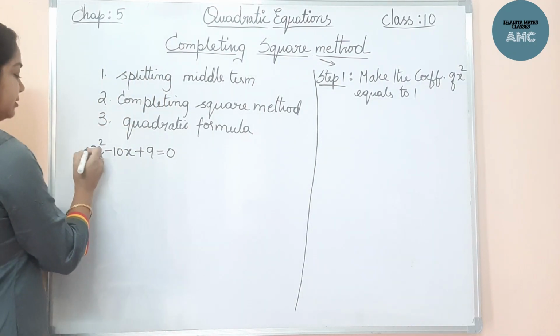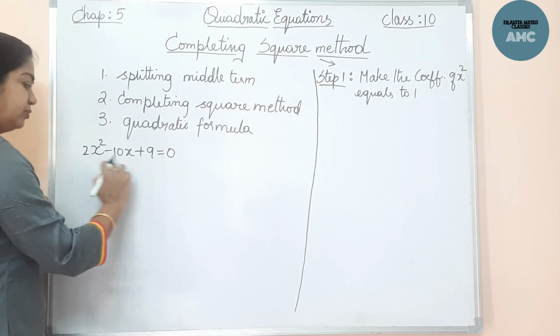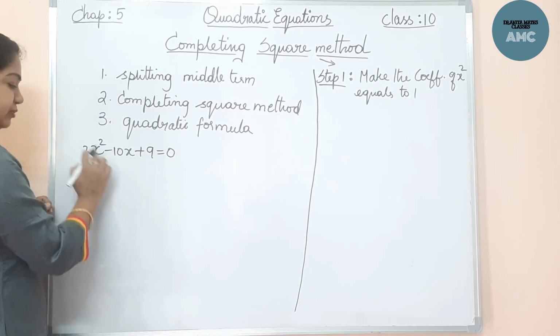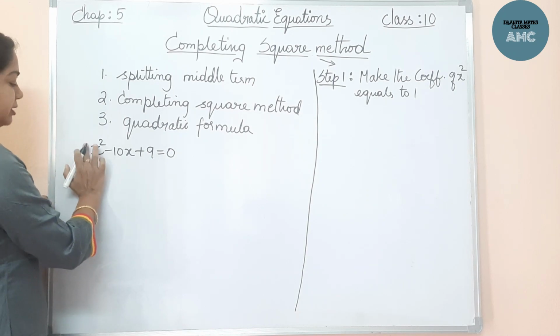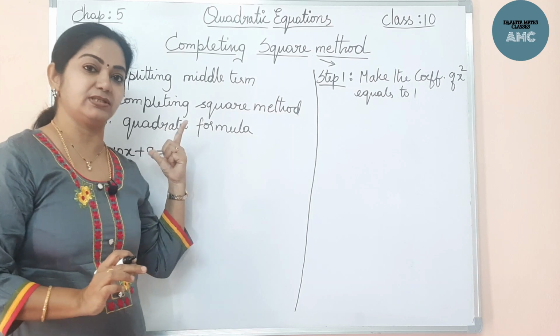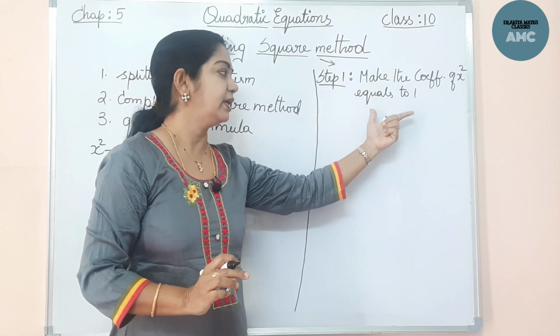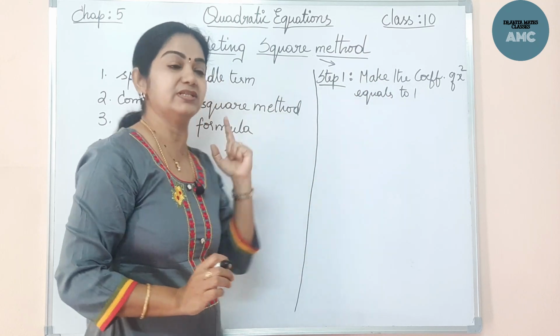Here in this case, 1 is already there. If it is 2, you have to make it 1. That means if you divide by 2, the 2 gets cancelled and it becomes 1. If it is other than 1, you have to make the coefficient of x square equal to 1. That is the first step.